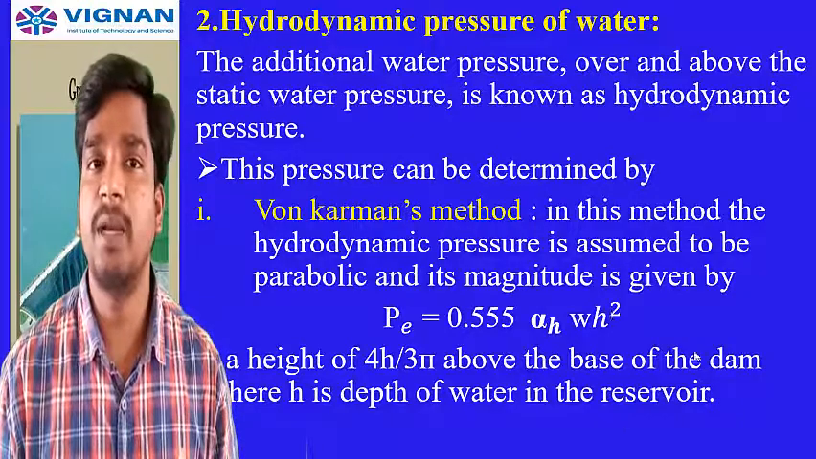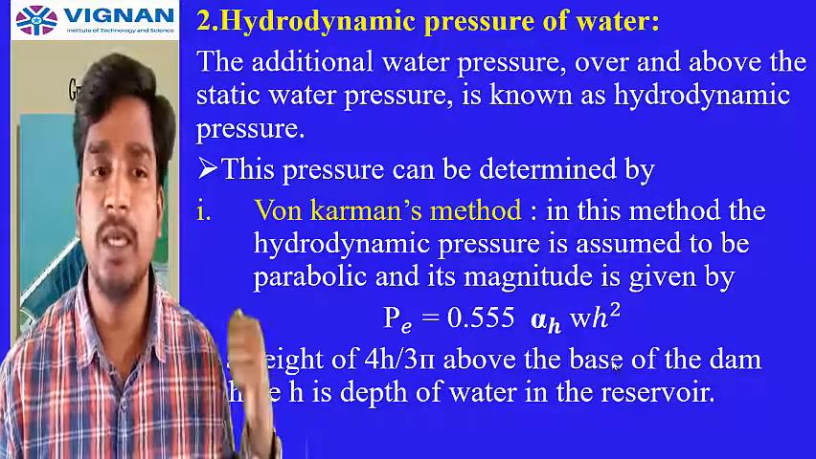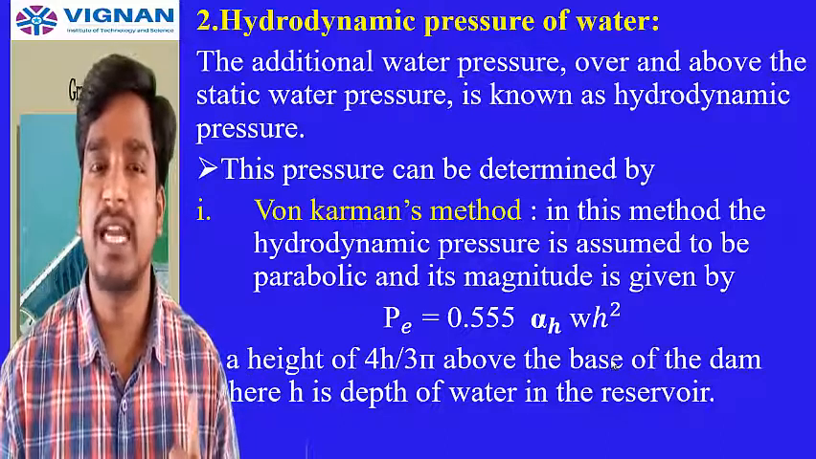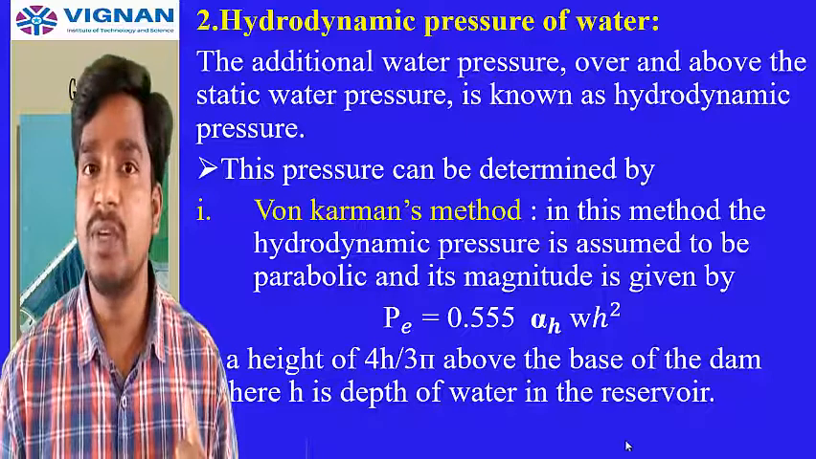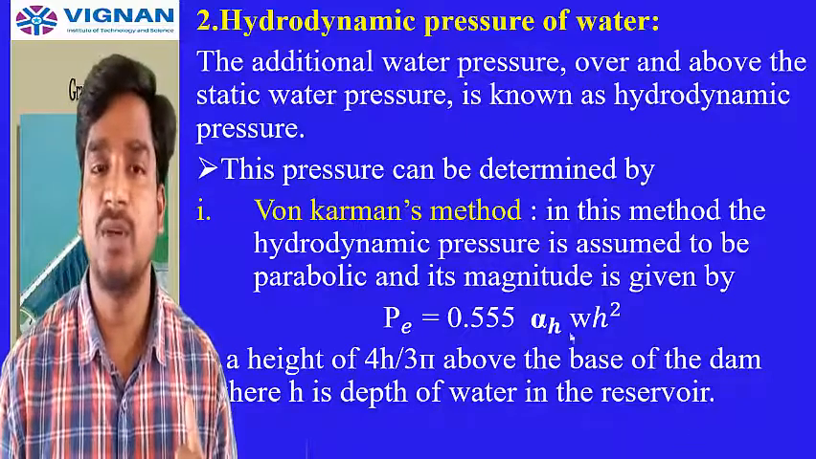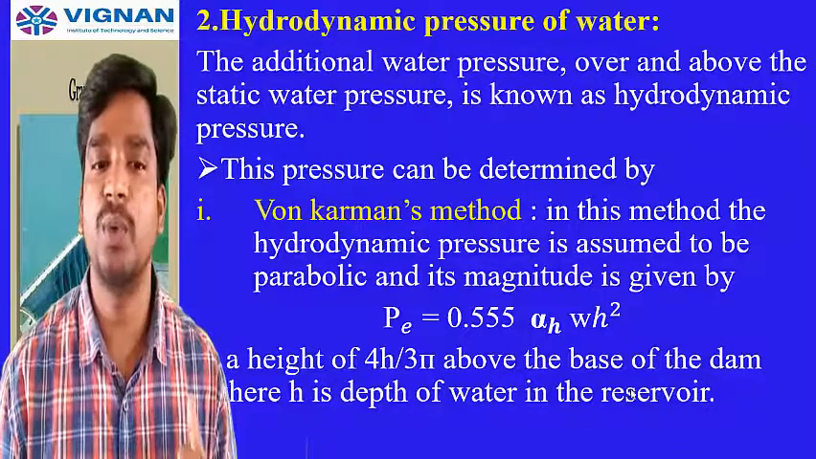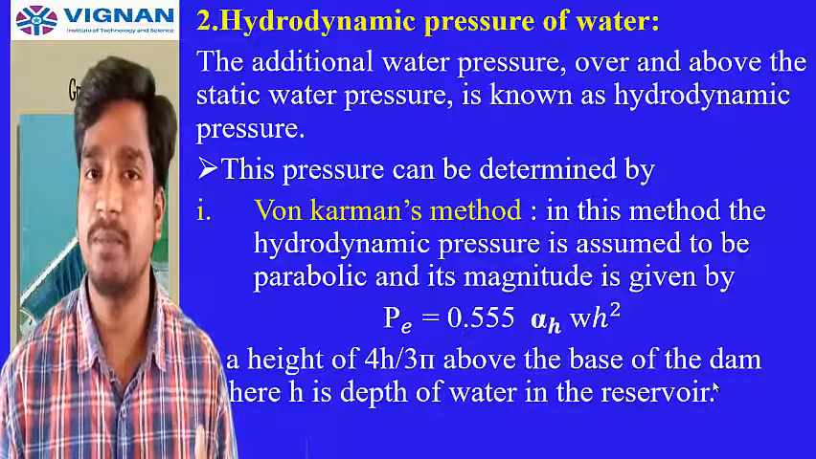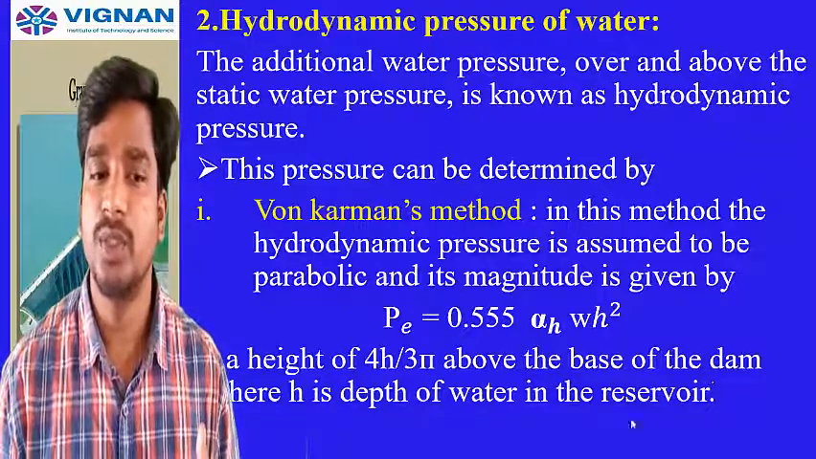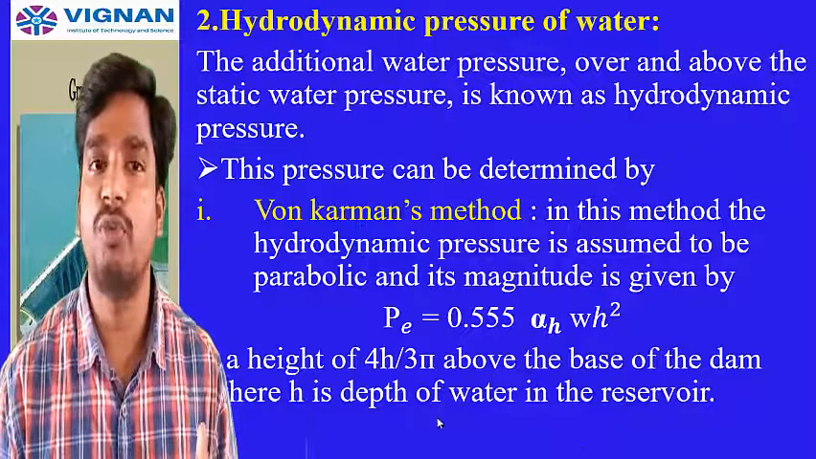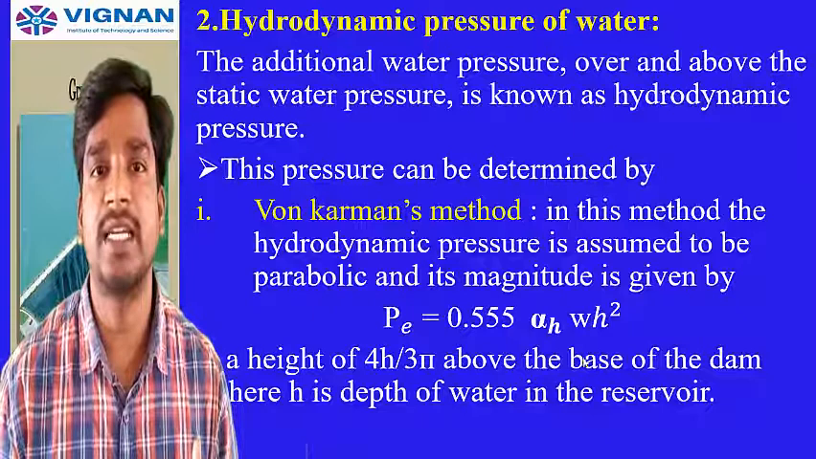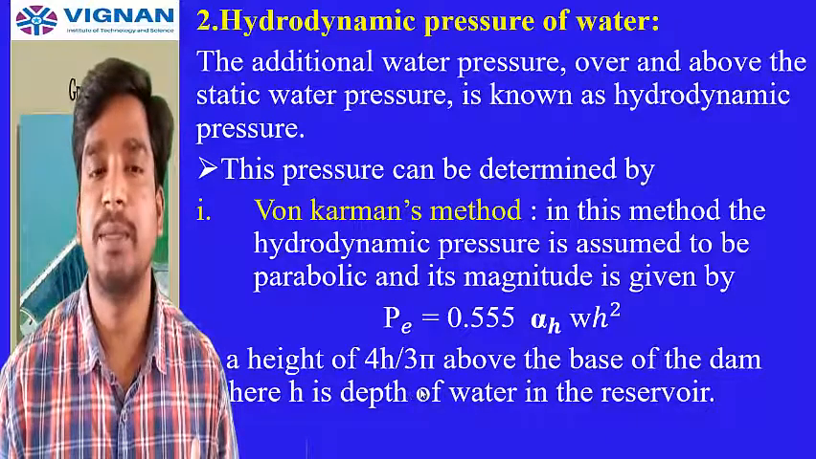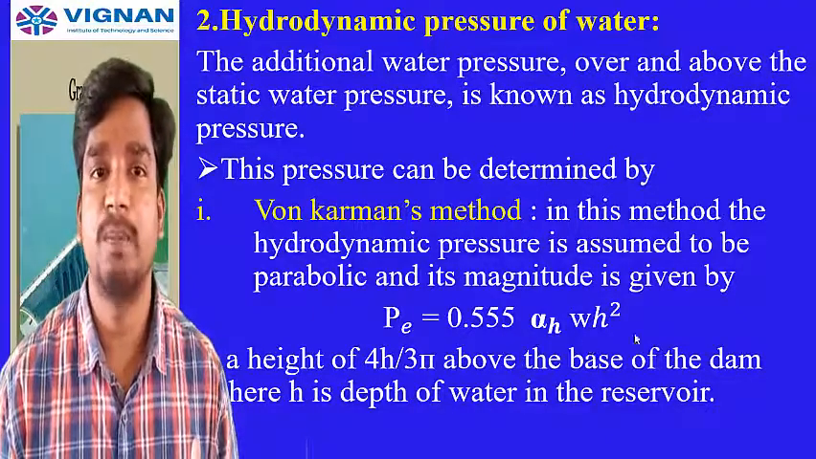This can be obtained by using two methods. One is von Karman's method and the second one is Zanger's method. By using von Karman's method, the equation is given as PE is equal to 0.555 into alpha h into WH square. This force PE is acting at a distance of 4h by 3 pi from the base of the dam. So this is von Karman's method.